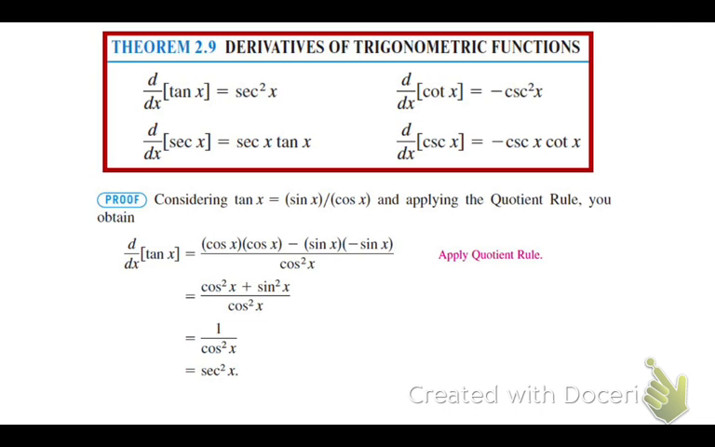Yes, so you need to make sure in your notes you have that right. Okay, and so now we have the derivative of tangent is secant squared, cotangent is negative cosecant squared. Should we know that secant and tangent go together? Yeah, because cosine's in the denominator, right? Should we know that cotangent and cosecant go together? Yes, because sine is in the denominator.